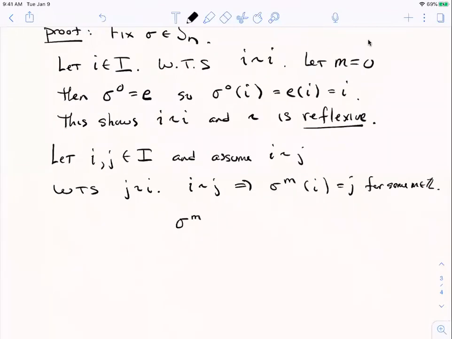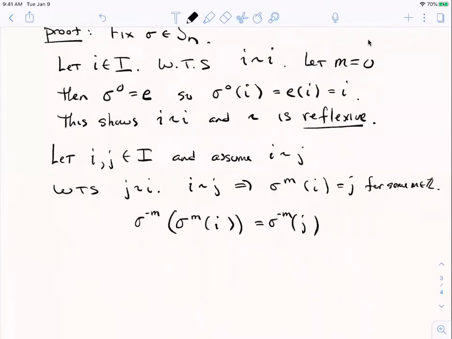If sigma to the m of i is equal to j, then I could certainly apply the inverse of sigma to the m to both sides of that equation. The inverse of sigma to the m is just sigma to the minus m, just rules of exponents like in any group, right? That's what's sort of nice here, is that these elements are complicated, they're permutations, but in terms of the group theoretic notation, the inverse of sigma to the m is sigma to the minus m.